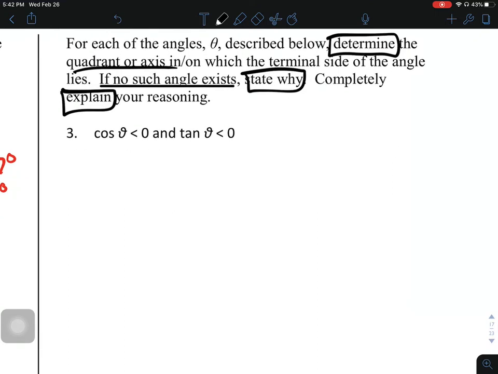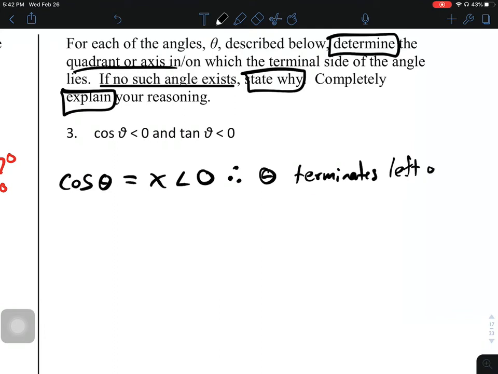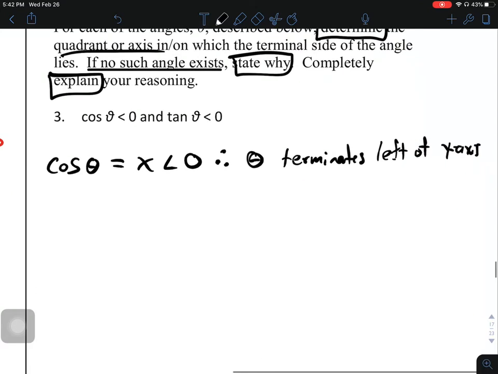So let's check this out. Cosine of theta is equivalent to x in the unit circle, and we're saying that's less than 0. Well, if x is less than 0, our conclusion is that theta must terminate to the left of the y-axis. Theta terminates left of the y-axis. It's the only time x can be negative.